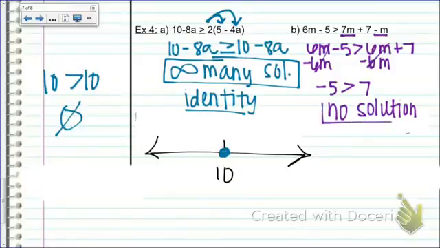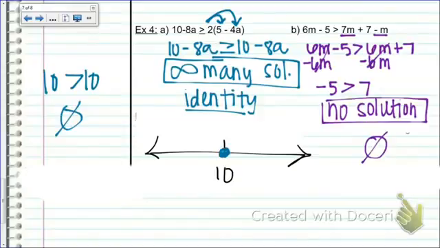You do not have to write the words no solution. You can also use the circle with the line through it. They mean the exact same thing. Sound good? What if the answer came out to negative 5 less than 7? Is that true? Yes. Is it always true? Yes. So that would be infinitely many solutions. Okay, does that make sense? So if it's a true statement, it's infinitely many.